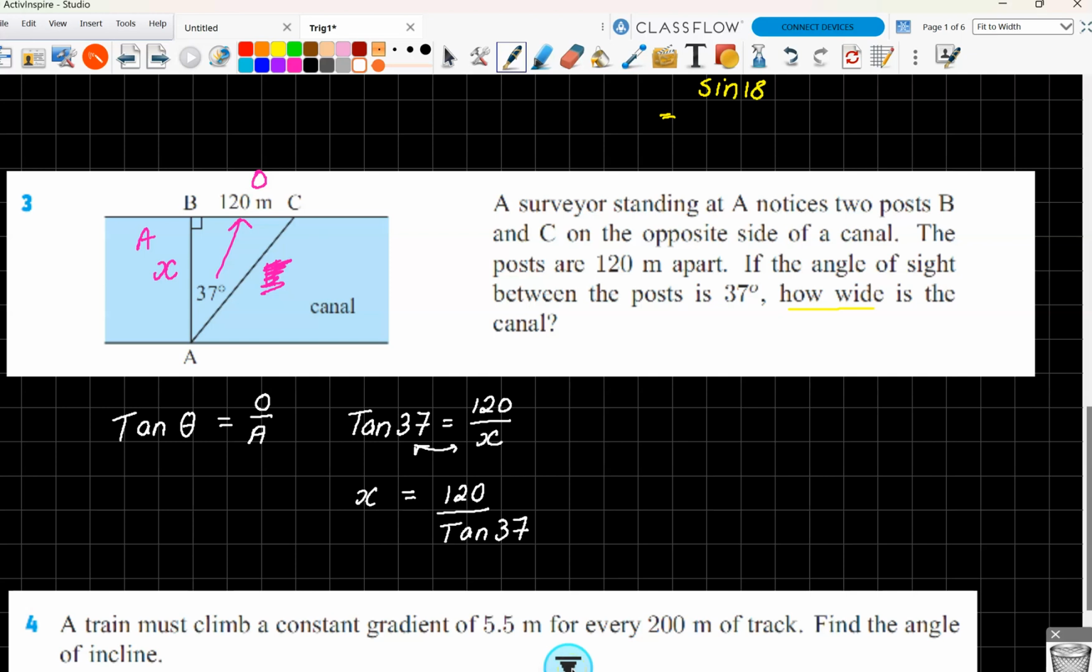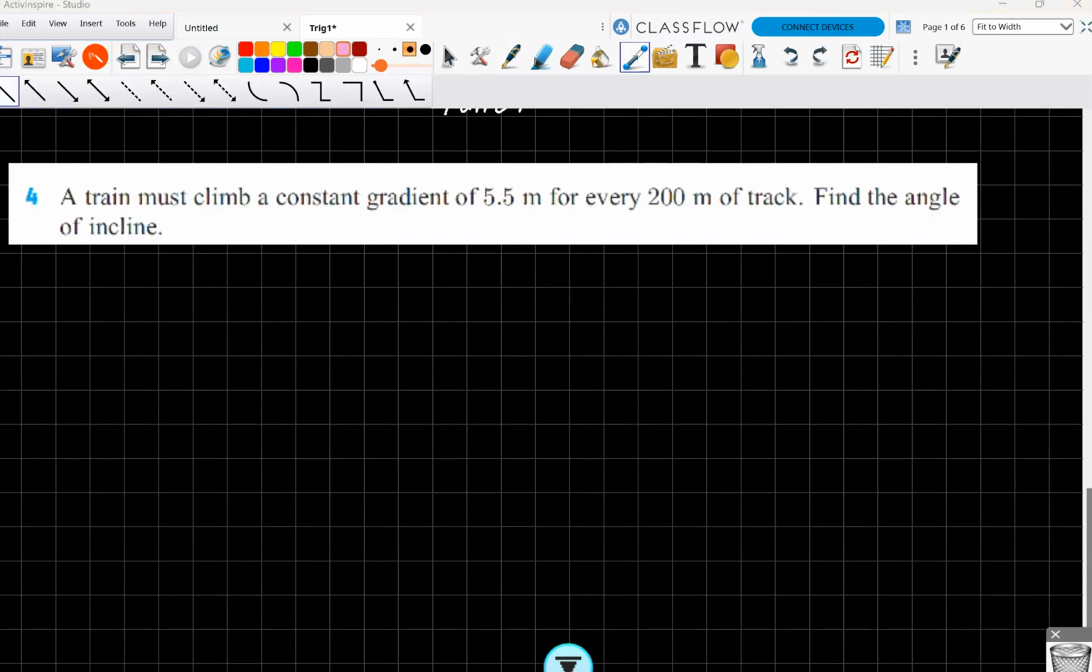Hoping that they were loving the trigonometry. We've got now a train. A train is climbing a constant gradient of 5.5 for every 200 metres of track. So let's make our right angle triangle. Oops. Not wanting to play games with me. It's decided to stop working. Sorry about that. Okay. Oops, there we go.